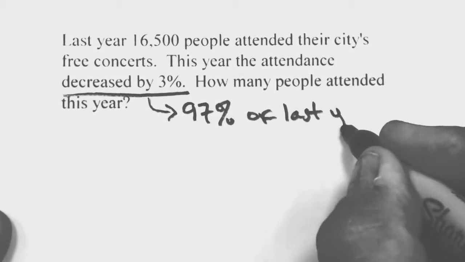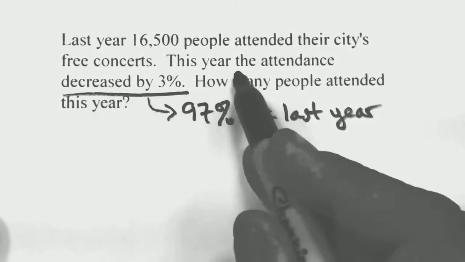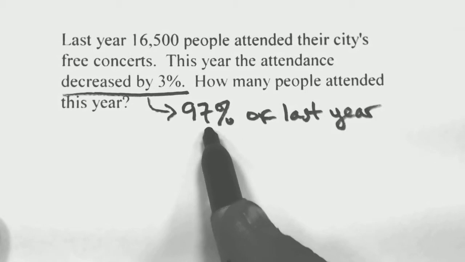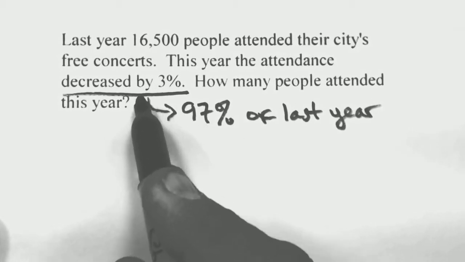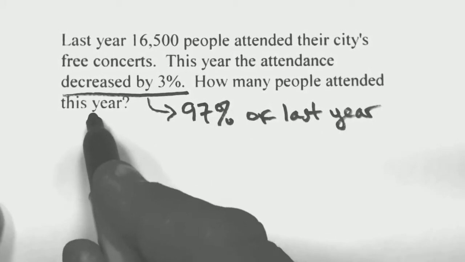Now, we'll see other ways of being able to solve this. Most everything we're showing you here in this whole course, there's more than one way to do it. And, of course, any workable way is fine. I'm just going to be generally showing you one or maybe two, but not every possible way. Okay, well, then that means this year's attendance is 97% of last year. Okay, well, how many people attended this year?